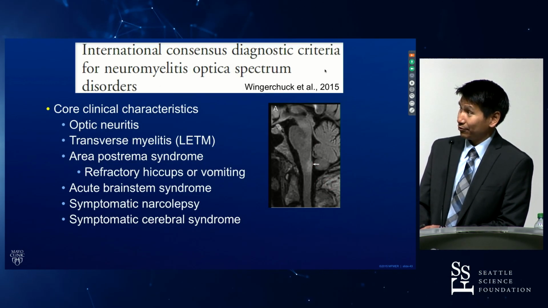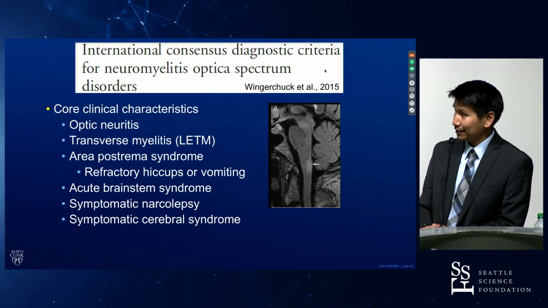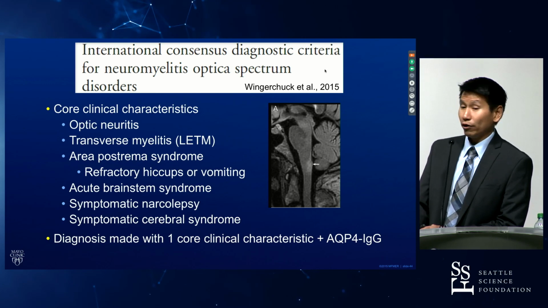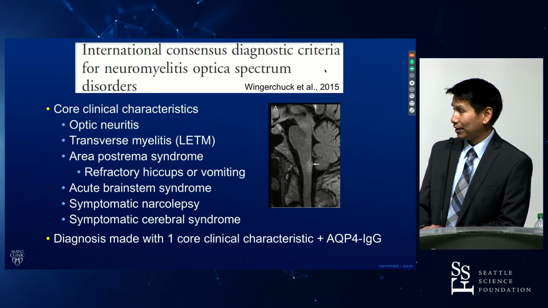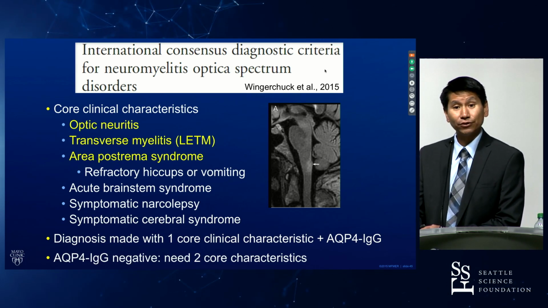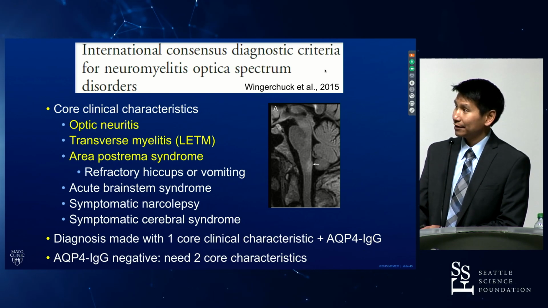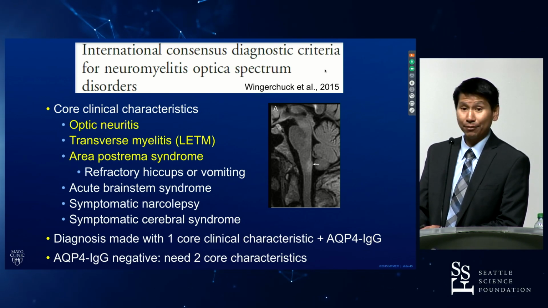NMO, the other core clinical characteristics are acute brainstem syndrome, symptomatic narcolepsy, and symptomatic cerebral syndrome. And you can make the diagnosis with 1 core clinical characteristic and a positive antibody. And you can actually make a diagnosis of seronegative NMO if you have 2 of the core clinical characteristics, and one of them has to be one of these top 3.